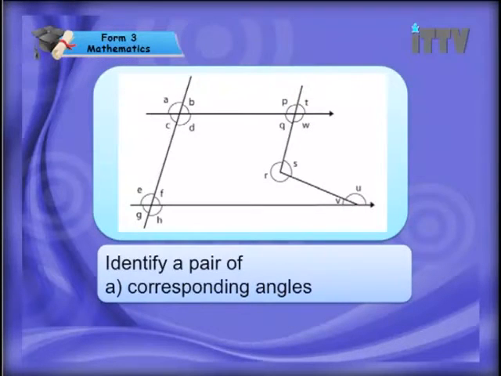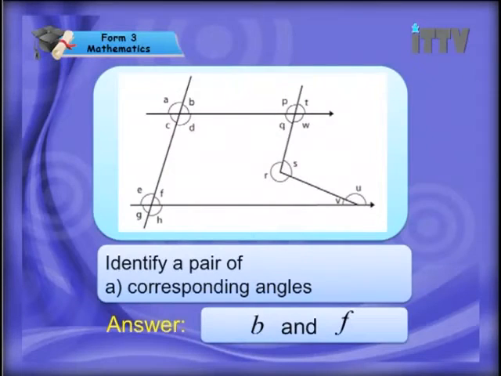Well, boys and girls, let us look into the diagram. If you look into the diagram, we have many alphabets around the parallel lines. One of the issues that needs to be considered here is to identify a pair of corresponding angles. Now, if you look very closely, angle B and angle F are corresponding angles. So that would be your answer for this diagram.